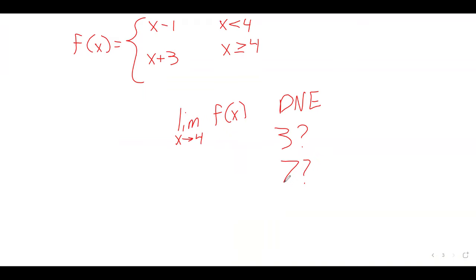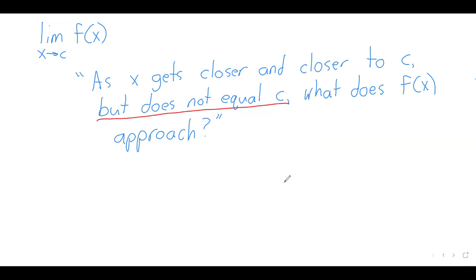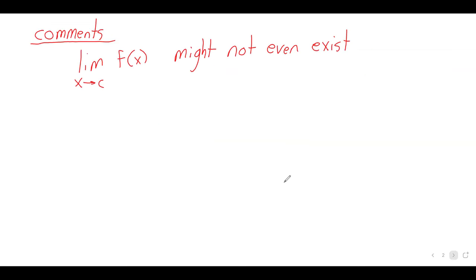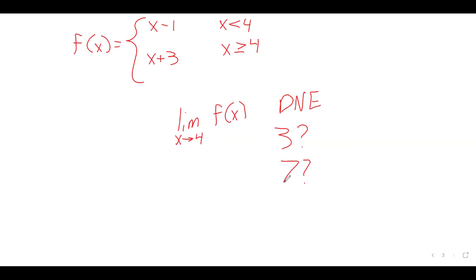But to 7. So the question, as x gets closer and closer to 4, but does not equal 4, what value does this function approach? This is a question without an answer. Or rather, at least it's a question without a single answer. The answer is, well, maybe 3, maybe 7. It depends on how you do it. And you cannot have a limit of 3 or 7. Limits are numbers.